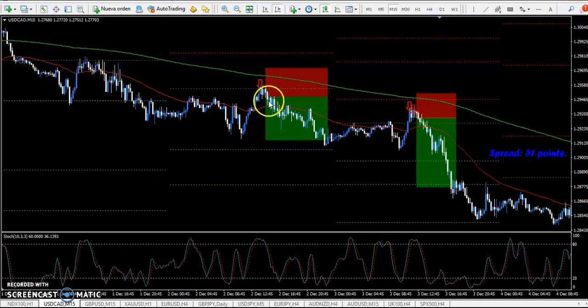Today I'm going to be showing you how to do a simple backtest of a forex trading strategy. I'm going to be using the Elder algorithm system as an example, and I'm going to be backtesting the US dollar CAD on the 15-minute chart.